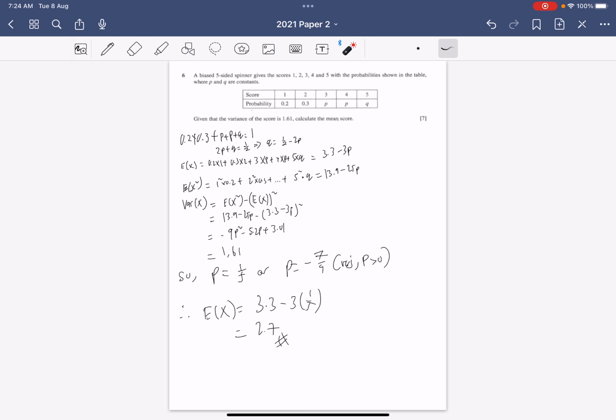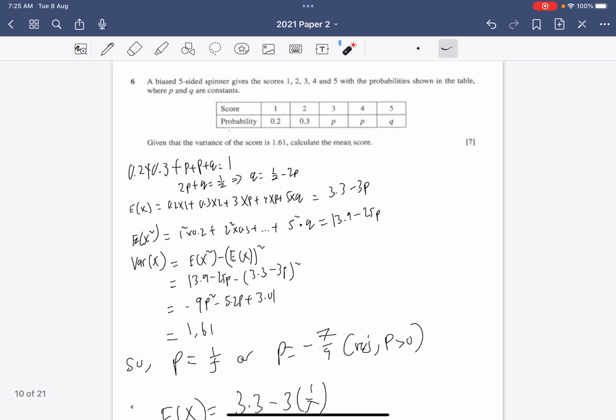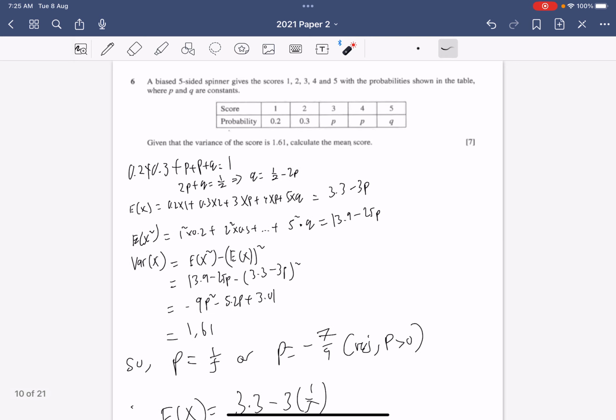For question 6, we have a biased 5-sided spinner giving us the score of 1, 2, 3, 4, 5. And there are probabilities p and q which are constants. Given the variance of the score to be 1.68, we're going to calculate the mean. So this is just a tedious question, but very straightforward. We just need to find enough equations to solve for the unknowns.